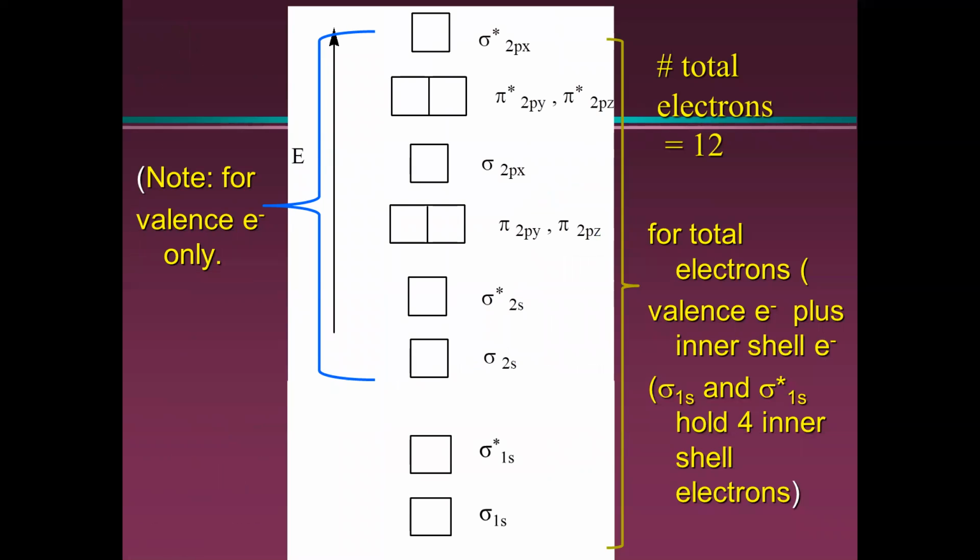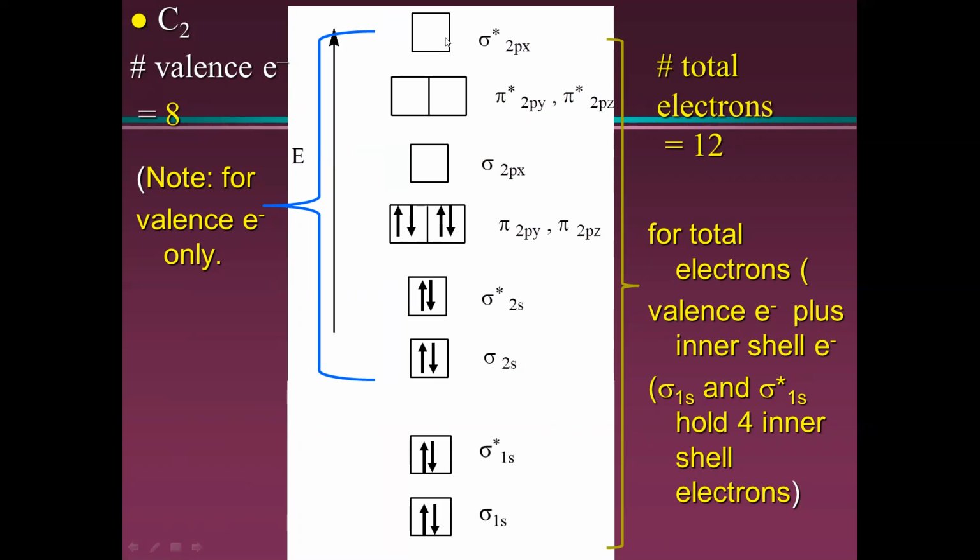So, okay, this is the whole picture for that one. As I said before, I skipped this part, but now I show all of them for carbon too. This is the whole picture. Before, we already talked about how, when we focus on valence electrons only, we have this picture. But if we consider the total electrons, that is the whole picture.